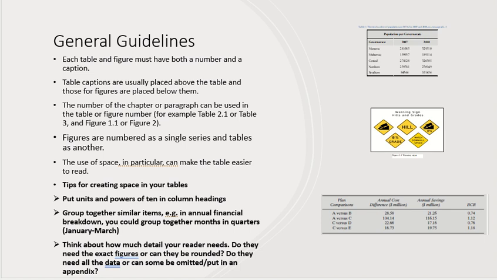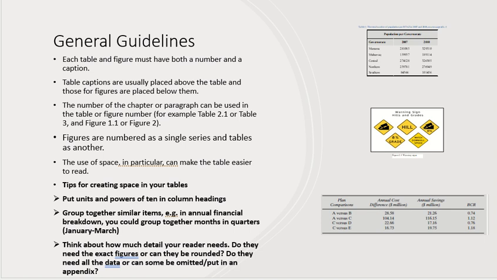The use of space in particular can make the table easier to read. For example, you see here some spaces between the columns and between the rows as well. This makes the table easier and more attractive to read. If you try to compress everything, so your numbers go up to 10 decimal places and you have like 100 rows on one page, you can do that, but it will not be useful for the reader. He cannot see what you are showing. So use spaces wherever you can.